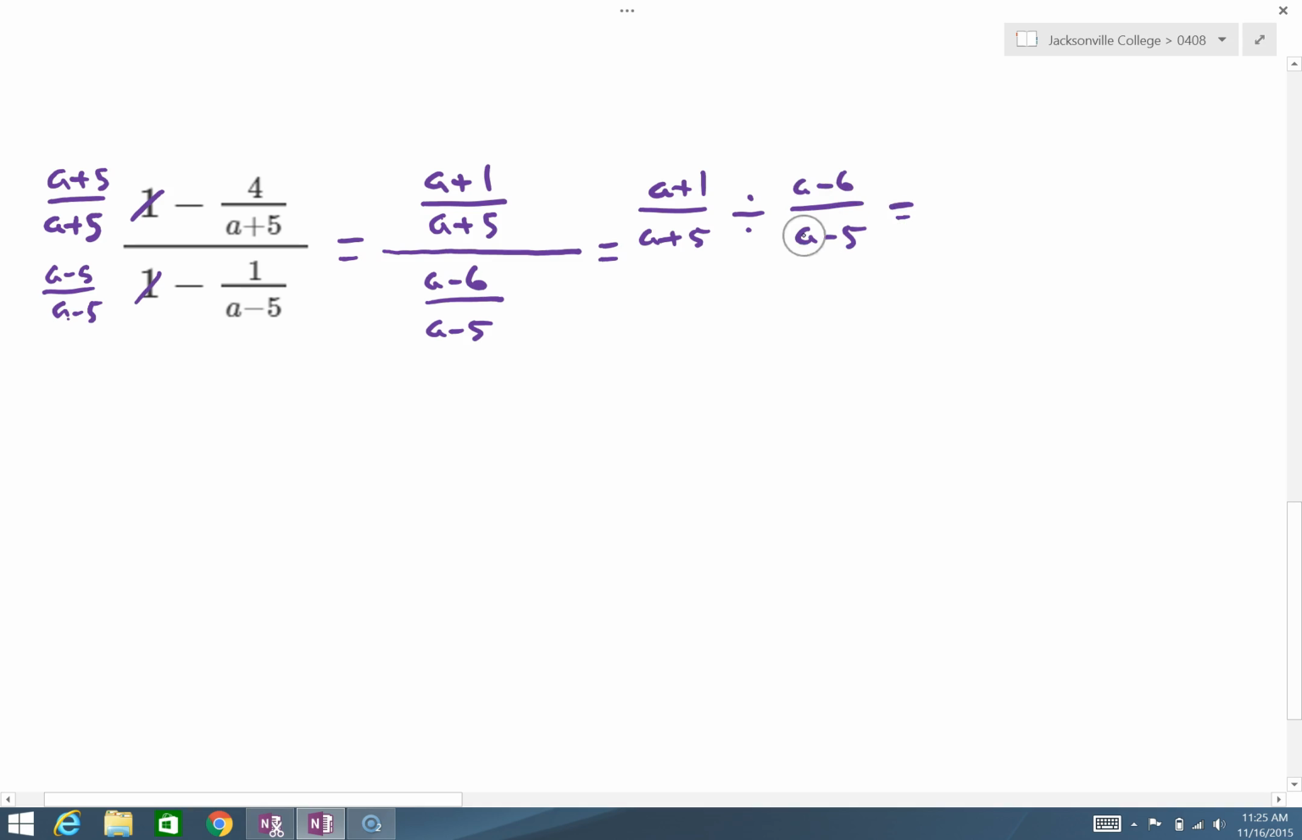Now I can invert my second fraction. If you want to, when you're doing this, if you want to skip this middle statement, that's fine. I'm showing it so that you're clear about what's going on. Leave the first fraction the same, a plus 1 over a plus 5. Changing my divide to a multiply and inverting my second fraction, a minus 5 over a minus 6.